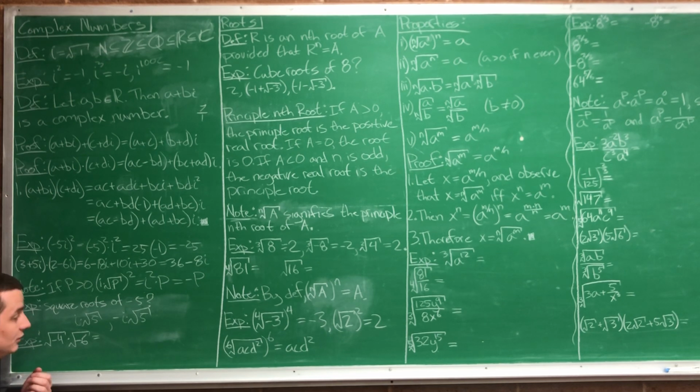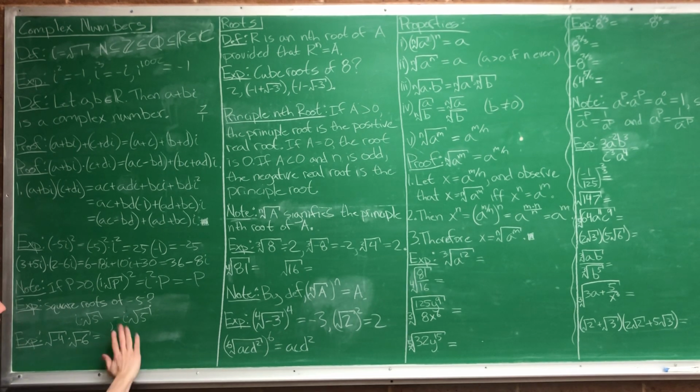What? You stuck on this one? Where does the negative go on the i? Where does that negative go? When you square it, it turns into 1. Oh, yeah.